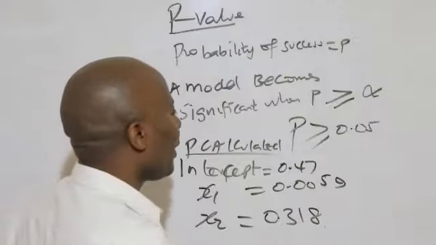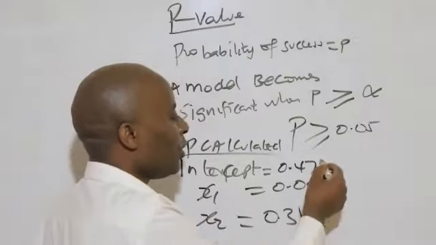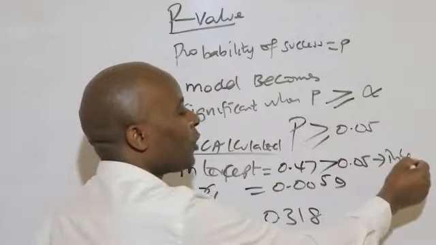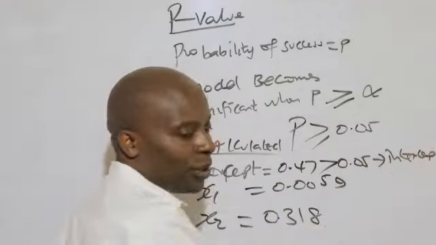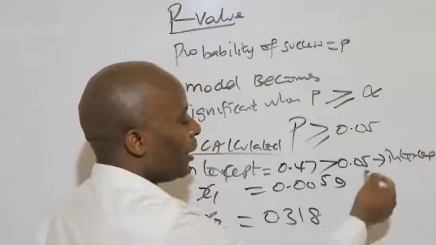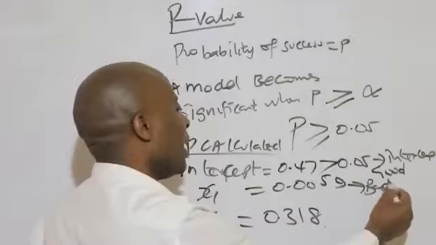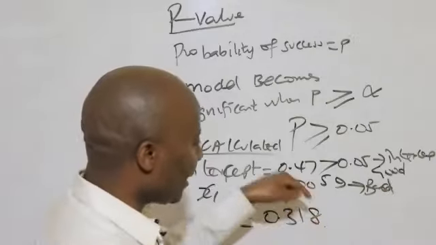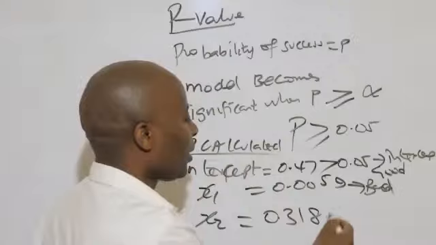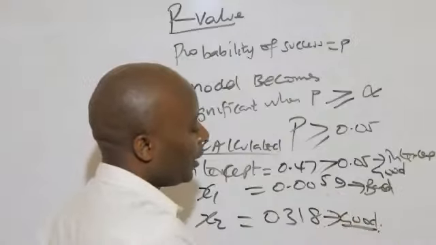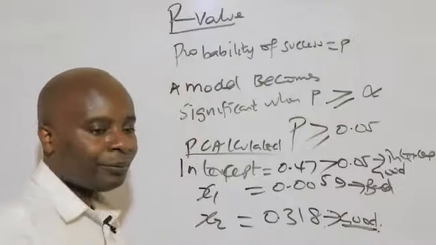So, ladies and gentlemen, at least the intercept is good because the intercept is more than 0.05. So, intercept has passed the goodness test. So, intercept is good. How about this? This is bad, because you can see this figure is less than. This is good. It has passed the test of goodness. Good.